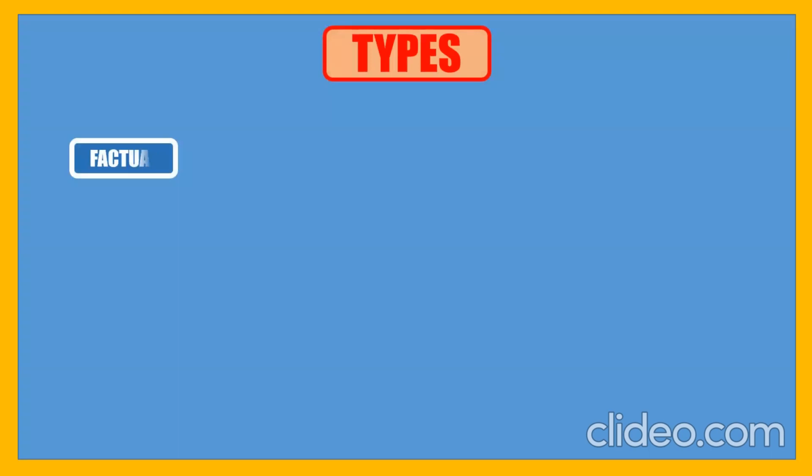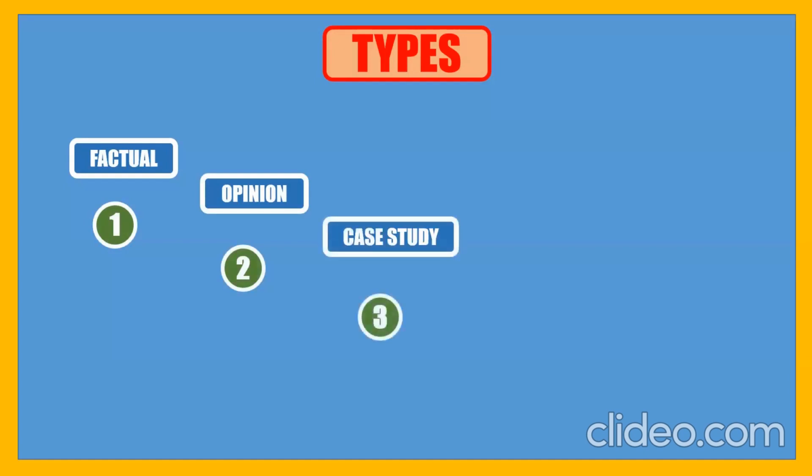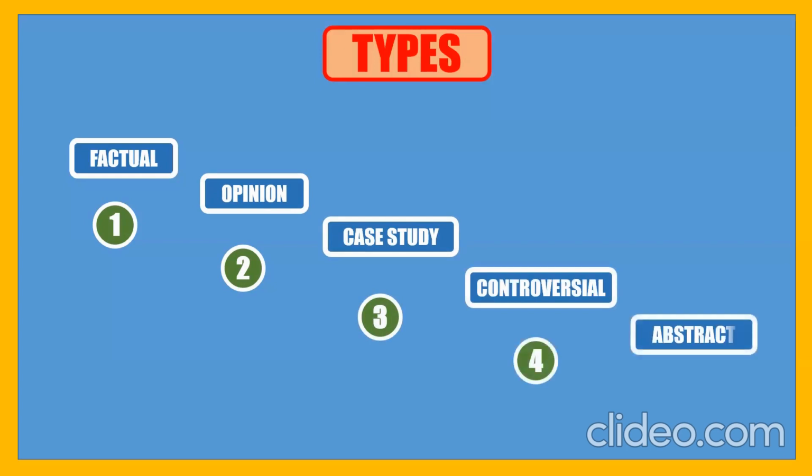So, first could be the factual group discussion topics. The second could be the opinion based group discussion topics. The third would be the case study based group discussion topics. The fourth could be the controversial topics. And the fifth could be the abstract topics. Now, let us deal with each one of them in greater detail.